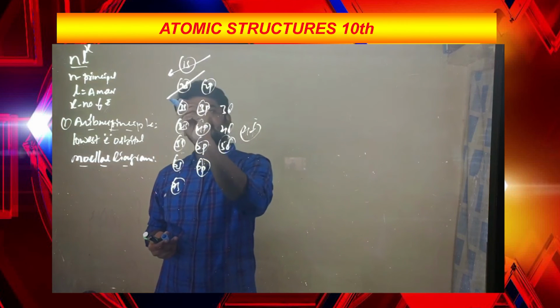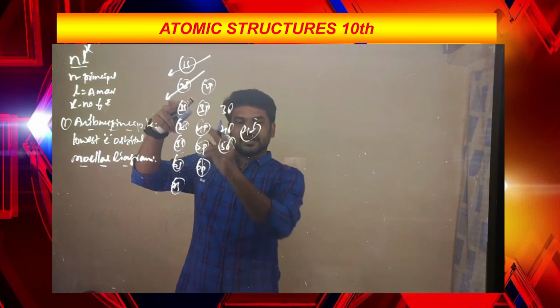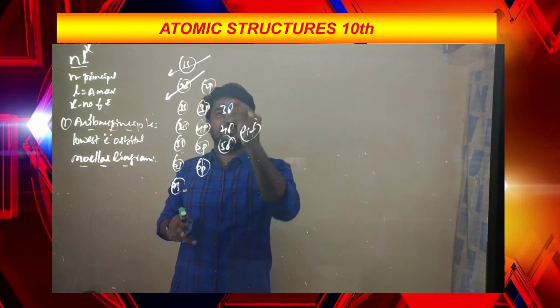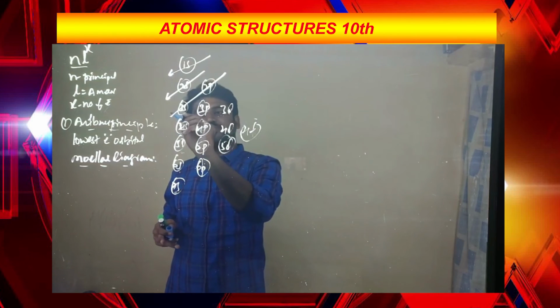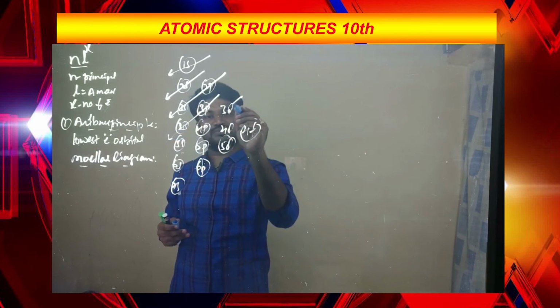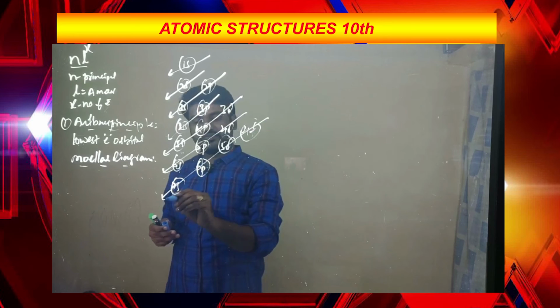Again the electron will go into the 2s. You don't write like it is coming to the back side, you write from the top only, right? Then again 2p to 3s, then 3p to 4s, then again like this. Okay, it will be like this.